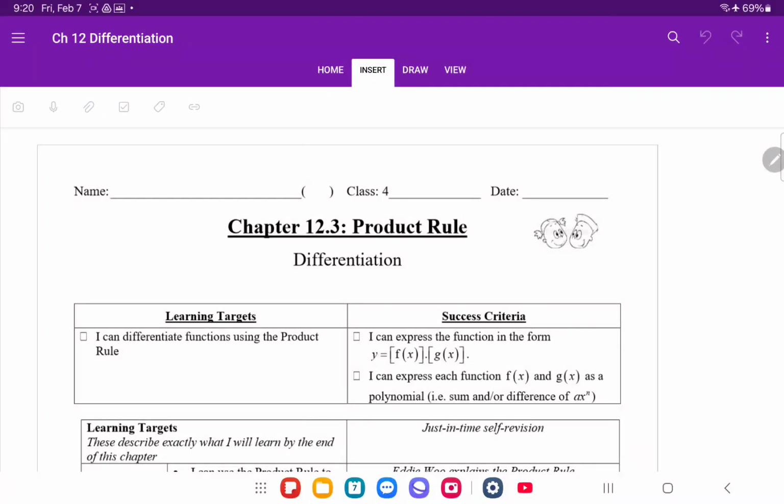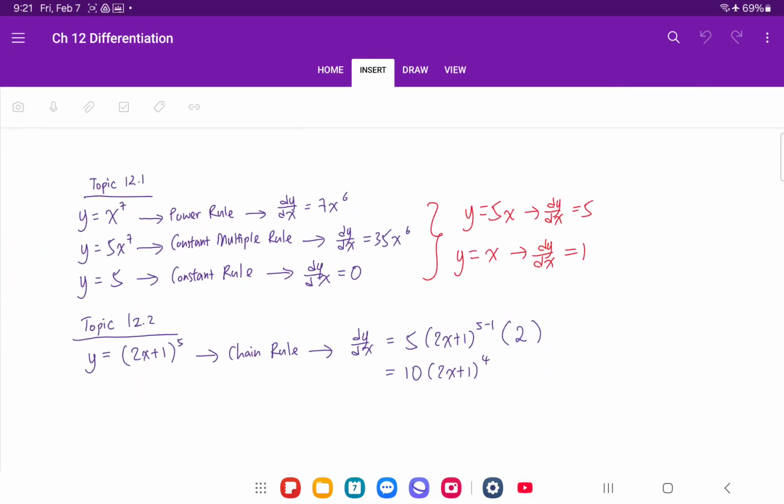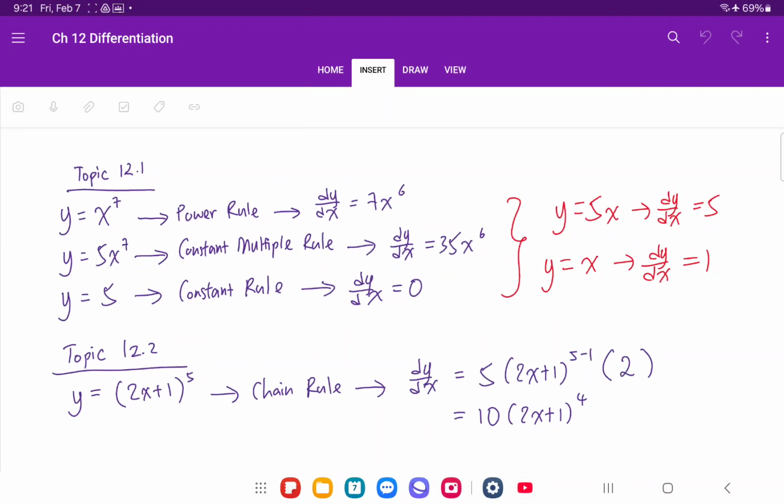This is the video recording for chapter 12.3 on the use of product rule. Now, a reminder: up to this point, we have learned about the power rule, the constant multiple rule, and the constant rule.